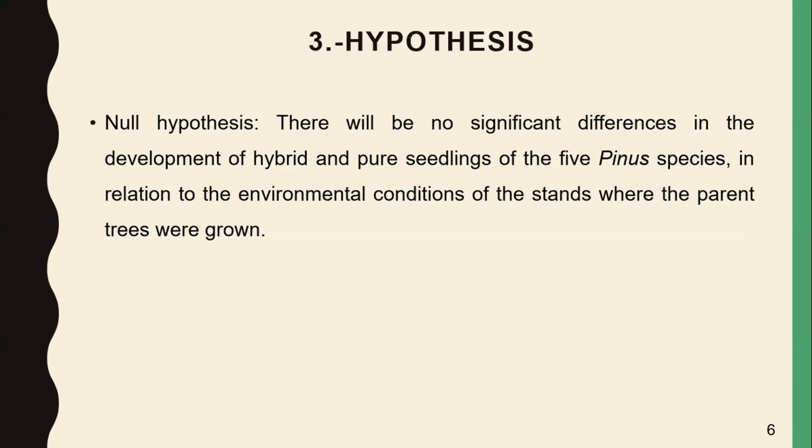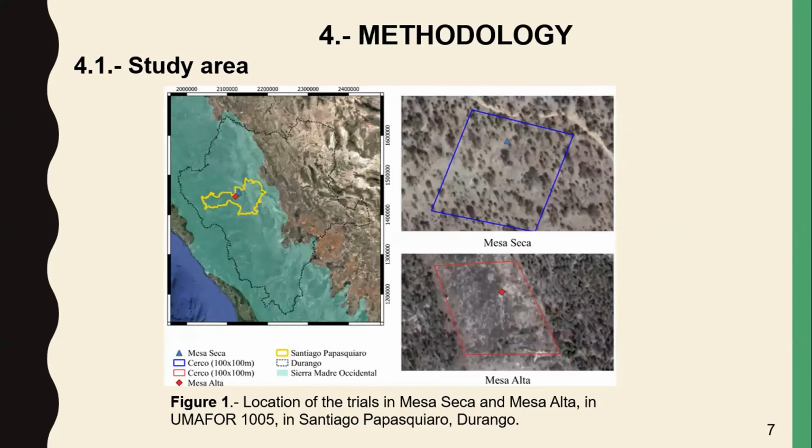The null hypothesis is that there will be no significant difference in the development of hybrid and pure individuals of the 5 Pinus species in relation to the environmental conditions of the stand where the parent trees were grown. The following figures show the two trials of the study, located in UMAFOR 1005 in Santiago Papasquiaro, one called Mesa Alta, and the other Mesa Seca.